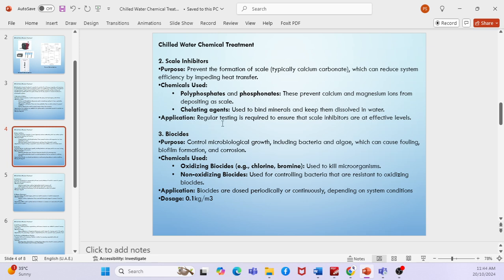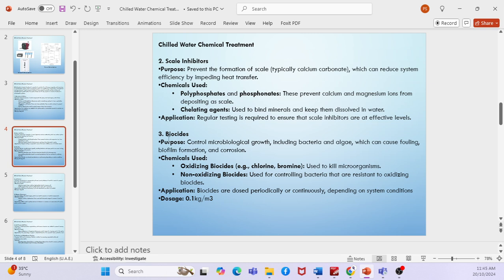So the application: regular testing is required to ensure that scale inhibitors are at an effective level. Normally you will check manually, or automatically with the chemical monitor. You are able to check what the scale is in the system, so that you can add whatever chemicals are required, based on the chemicals that are suitable to control scale formation.